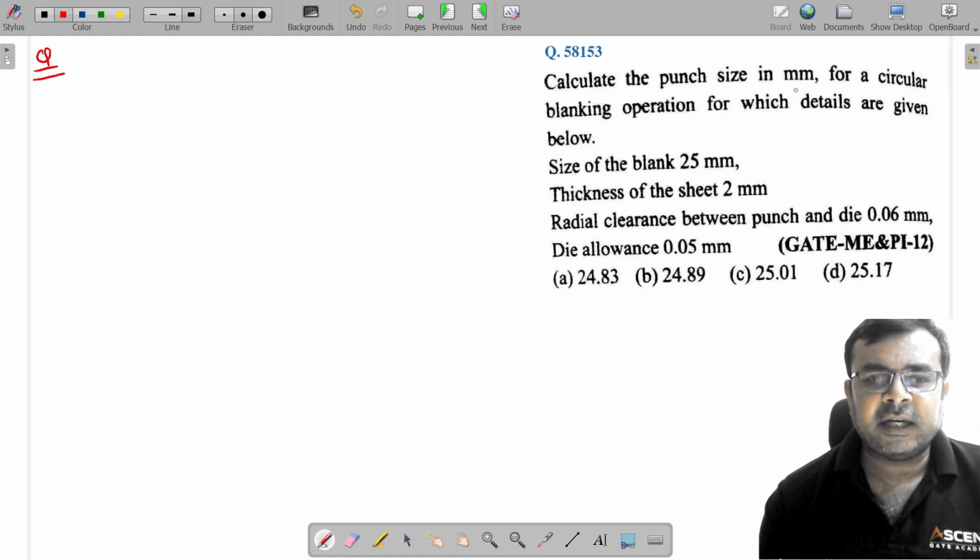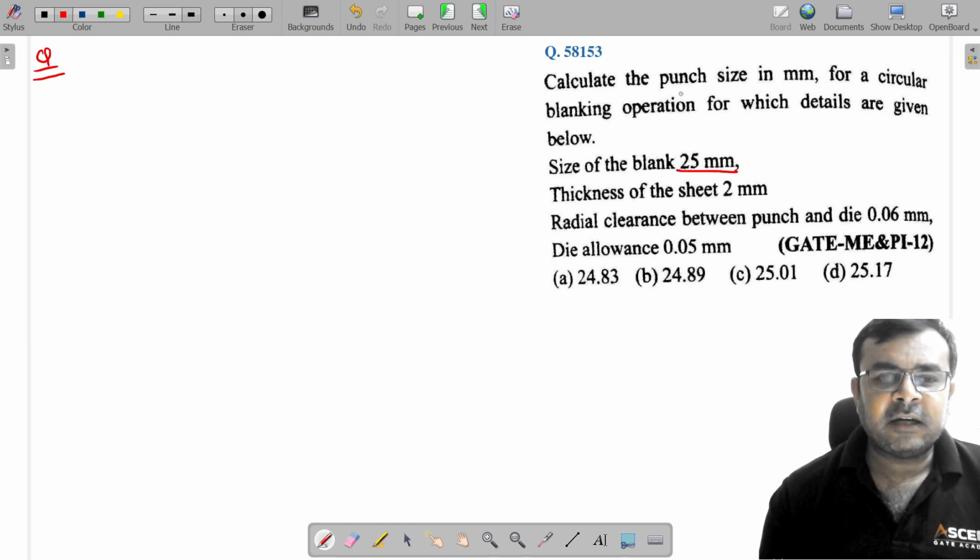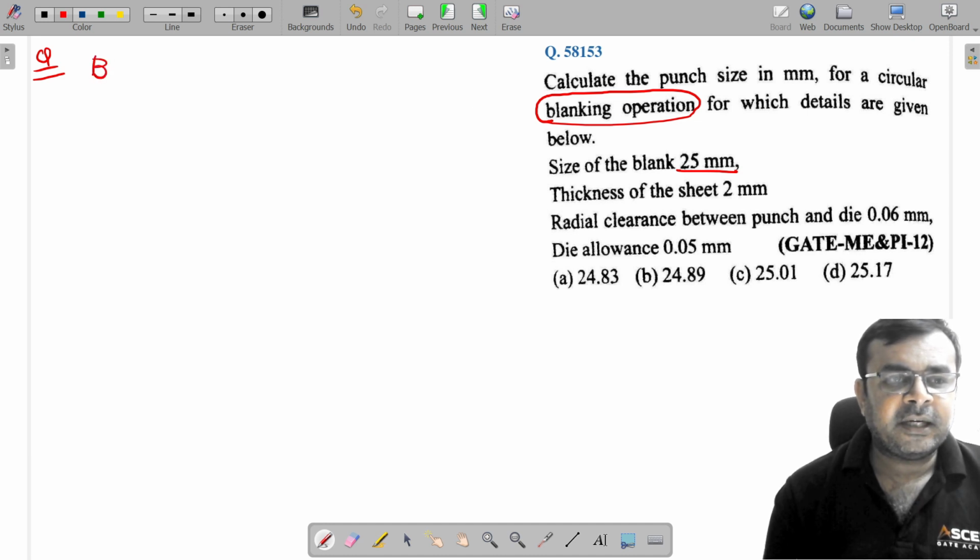Okay, so let's see another question. Calculate the punch size in millimeter for a circular blanking operation for which details are given below. The size of the blank is given. This is the key point: this is a blanking operation. First write that this is a blanking operation. Is it clear?